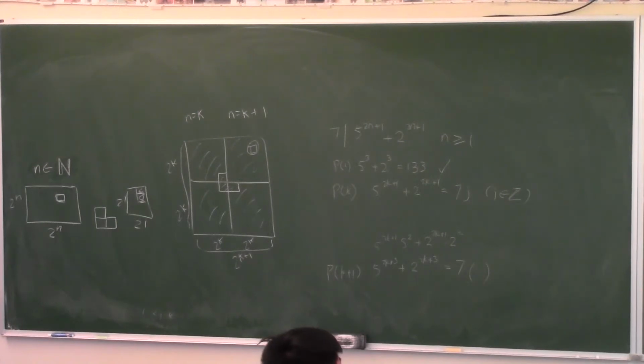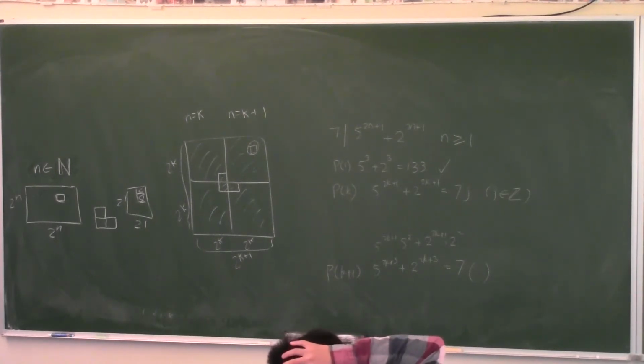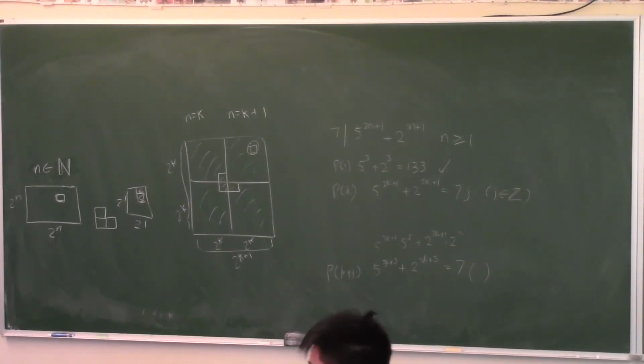Because if you were to do this for the case of 3, then you would just get 5 squared times 5 plus 3 squared times 5 squared, 2 squared, plus 2 cubed. And for this term you have to show that it is also divisible by 7, but I don't know how you do that.